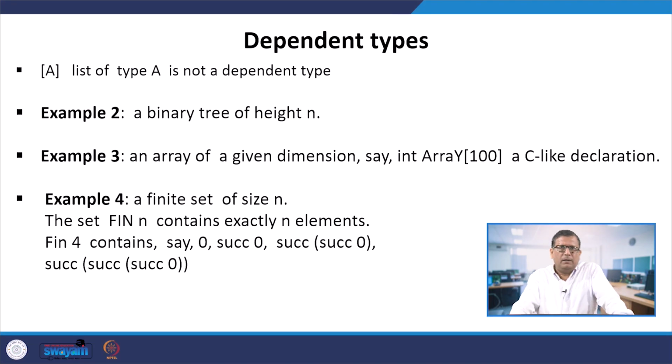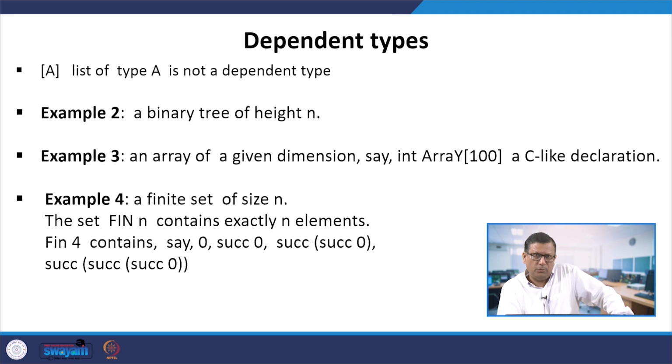Now for example, we have been working with lists, and in Haskell we have seen lists in action in different examples. So suppose we write this notation to say that this is a list of type A. Now is it a dependent type? Here it is not depending on a value. It is saying it is a list of type A, meaning it could be a list of integers, or a list of strings, or a list of booleans. It is not depending on anything, so it is not a dependent type.